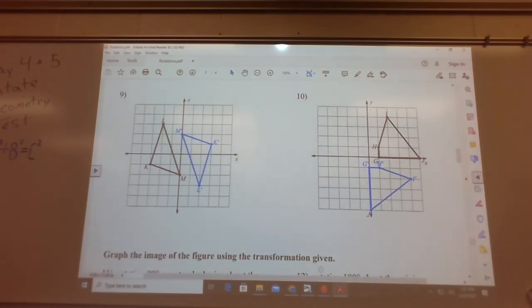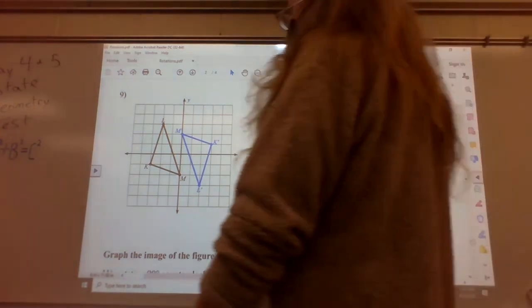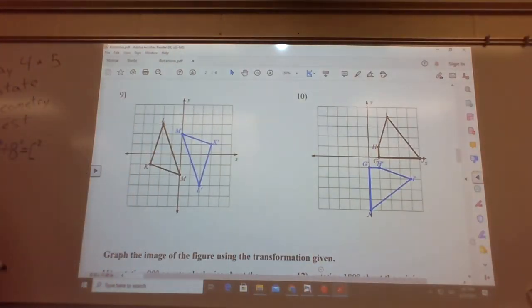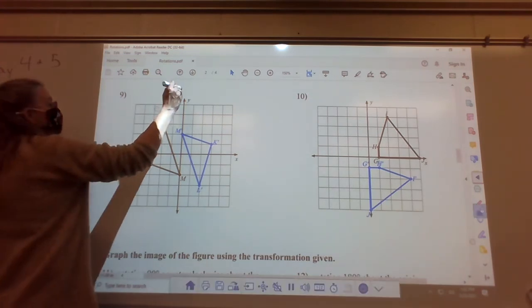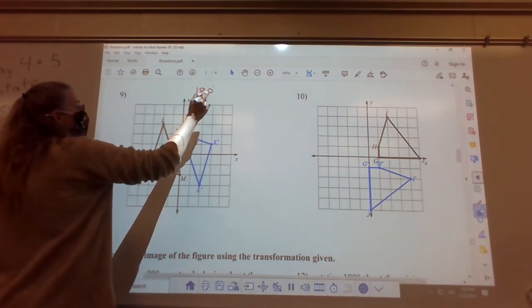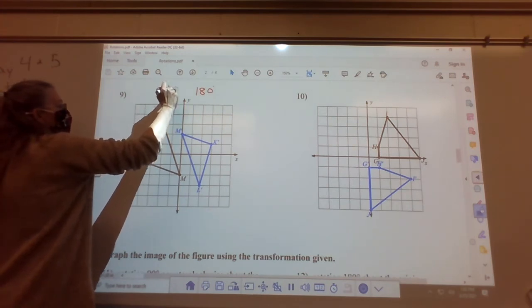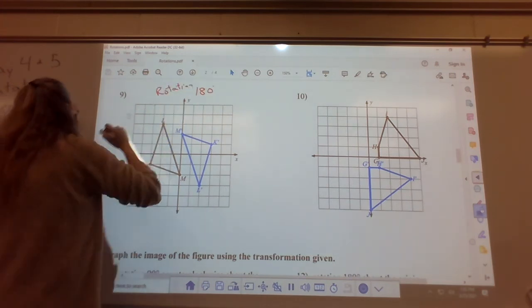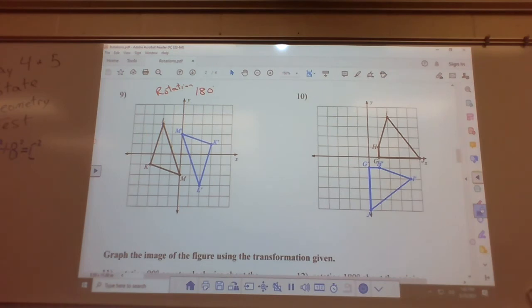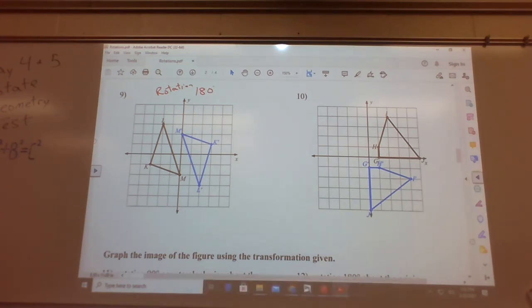Number 9, what do you think? Counterclockwise 180. It is 180. It actually doesn't matter what direction because it's a 180. So it's a 180. It's a rotation. Now, all of our problems on this is rotation. If I were to give you one that was mixed up, you'd have to say definitely it's rotation. So it's just a good habit to say it's rotation.